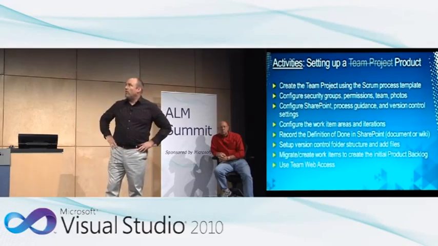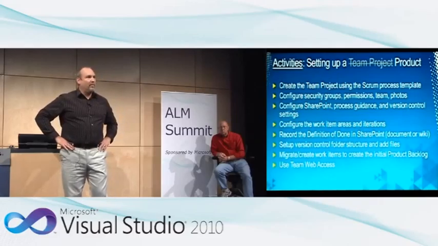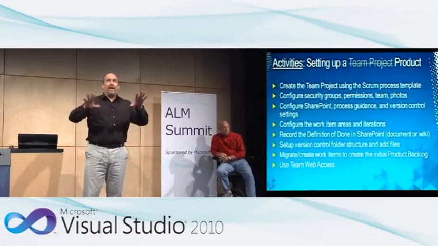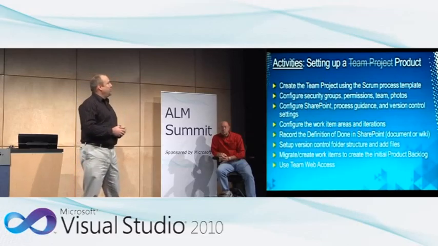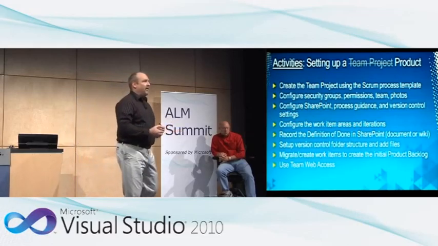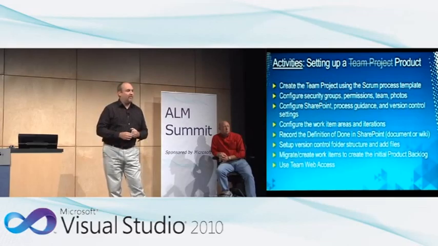Set up your security groups. Make sure that your product owner and your Scrum Master and your development team all have appropriate levels of access to your project. That story hasn't really changed. Get your documentation, your definition of done, your sprint goal. A good place to put that going forward is SharePoint, since the default is to have one of those per team project. Makes a great place to hang that stuff.